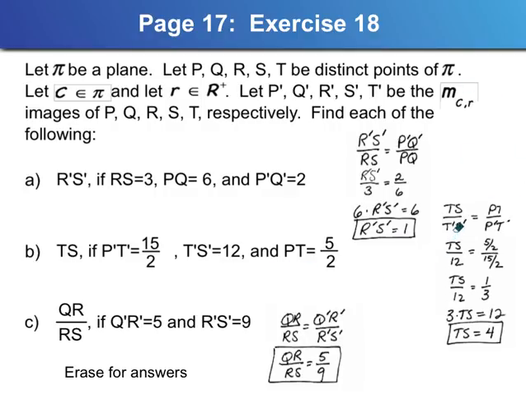In my second example, I compared TS to the image of TS and PT to the image of PT. And again, I filled in the blanks, and then I simplified this. So this became 5 over 15, or 1 over 3, and then I cross multiplied. And then I was able to find out that TS was 4. In letter C, I was looking for the ratio of QR over RS. I know that that had to be equal to the ratio of their images. The image of QR over the image of RS, I was given those. So QR over RS is 5/9.